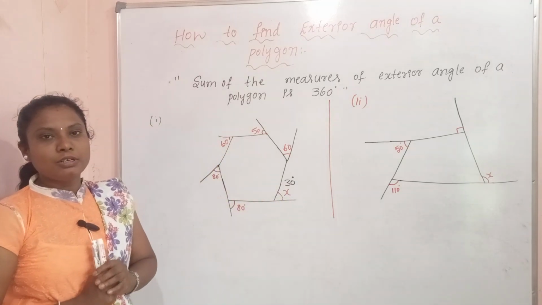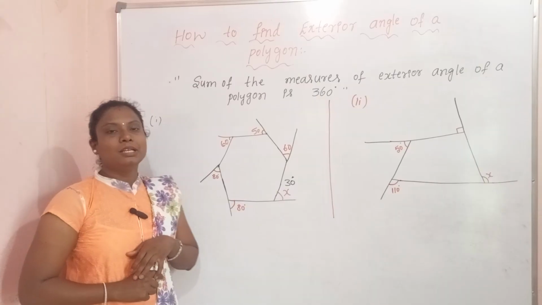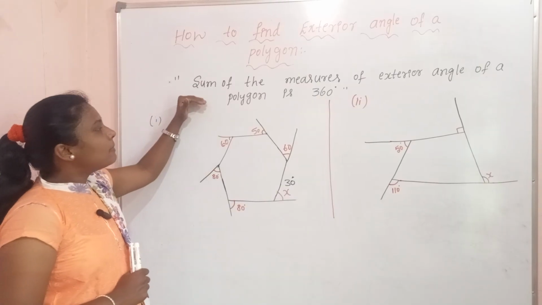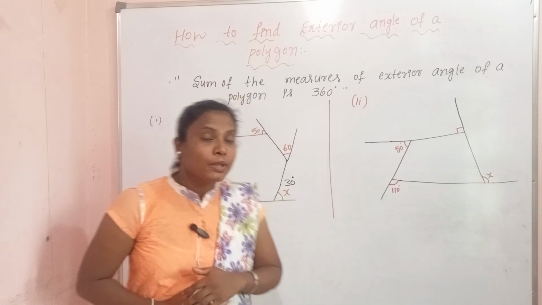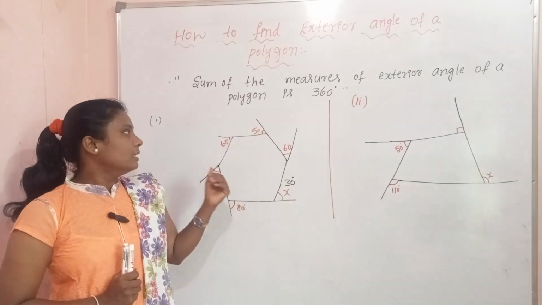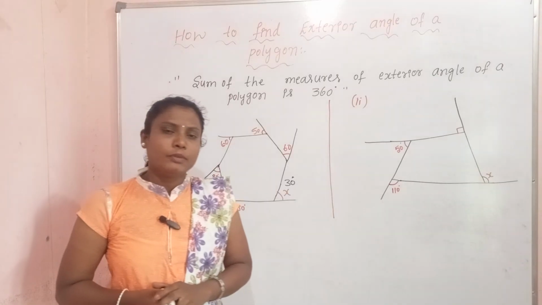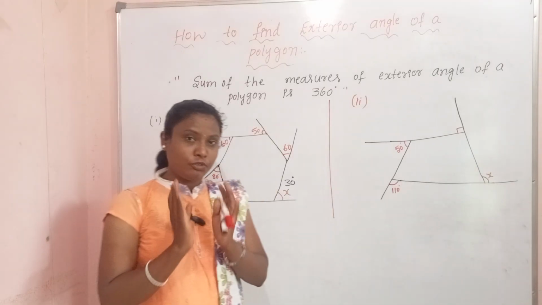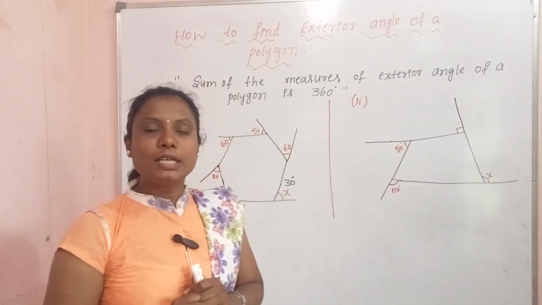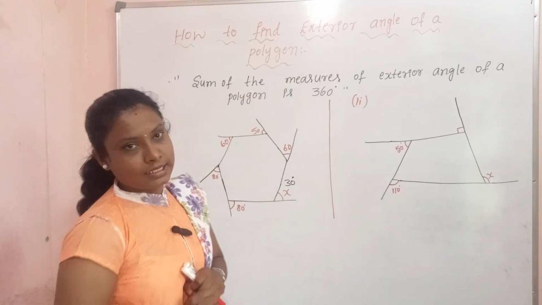How do we find them? The property of a polygon is that the sum of the measures of the exterior angles of any polygon is 360 degrees. So for any shape, if you add all the outside angles, you will get the answer 360 degrees.